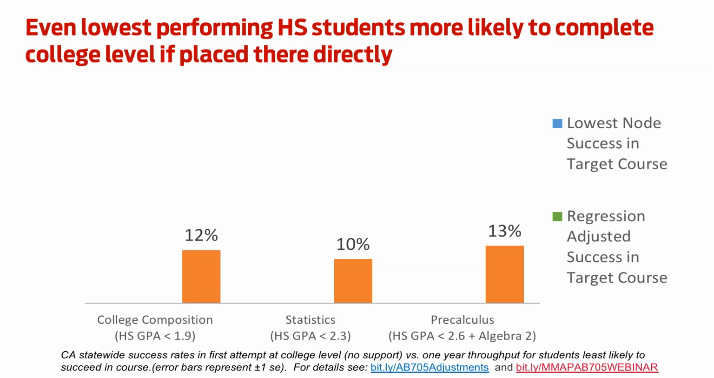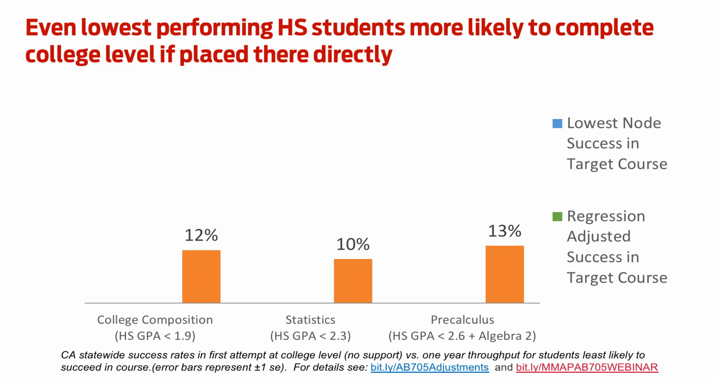So students who start one level below, who have a high school GPA of less than 1.9, 12% of those students will complete a college level course within the first year. For students below a 2.3 who start one level below, that's intermediate algebra, who start one level below in mathematics, only 10% of them will complete statistics in a year, and of students who start one level below, only 13% of them who have a high school GPA less than 2.6, who had Algebra 2, and then we're doing some other controls to make sure that they're on a STEM pathway kind of thing. Only 13% of them will complete any transfer level math, not just pre-calculus, but any transfer level math course.